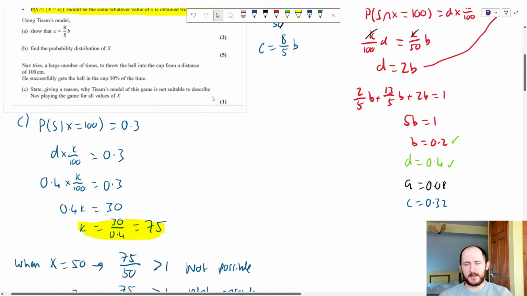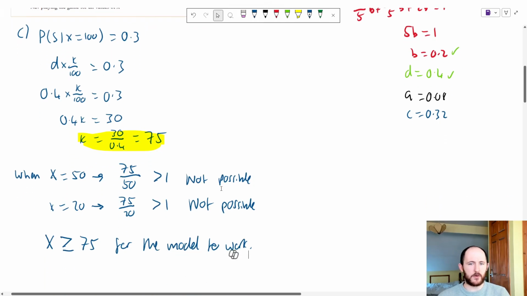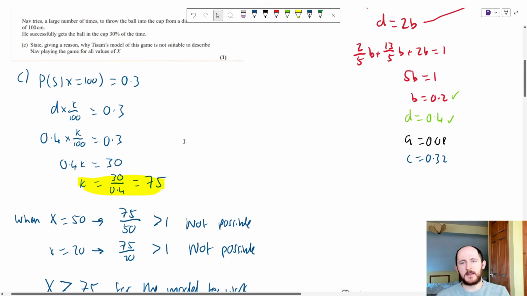Now, the most common thing I get asked when I go through this is, but that's only 1 mark. Now, here's the thing. In mark schemes, they do just give you the answer. They just say, oh, well, because the probability is unrealistic. In fact, the mark scheme for this says K is 75, therefore not valid for X is 50 and X is 20. That's a 1 mark answer. The reason why I've gone through it in this exact way is to show you what they mean. And this is the type of thing you need to test.